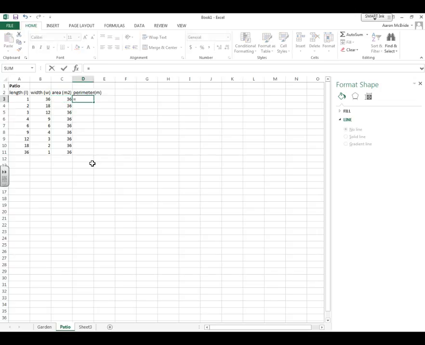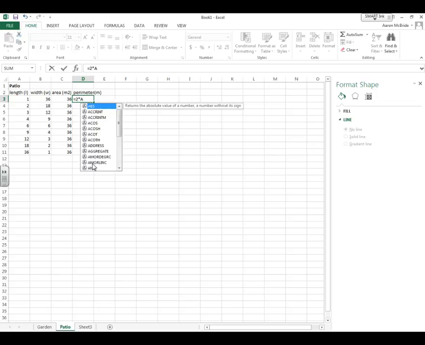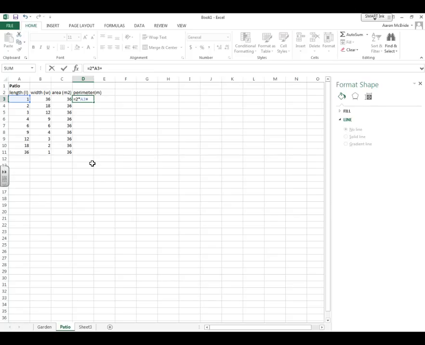Here I can, from the keyboard, type 2 times. If I actually want to write A3, I can, and you notice it highlights cell A3 in blue. And I can add, no spaces required here, 2 times, and I can refer to B3. That's also highlighted, and we get our first value. So copy that down, and we'll have all of our values. So there's our minimum at 6 by 6, and we have a minimum perimeter of 24.